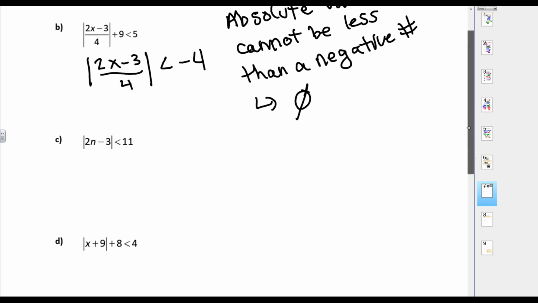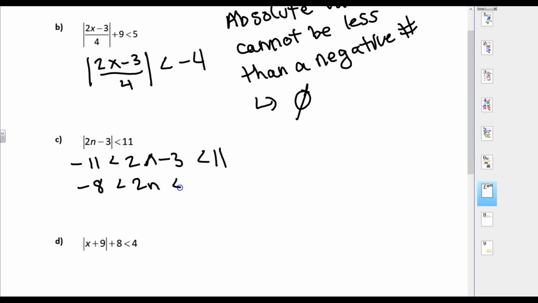So let's take a look at another one of these. This guy, my absolute value is already isolated. That number is positive, so it's okay for me to work with. I'm going to split it up into an and inequality. Negative 11 is less than 2n minus 3, which is less than 11. Add 3 to all sides, so I get negative 8 is less than 2n, which is less than 14. Divide by 2. Negative 4 is less than n, which is less than 7.